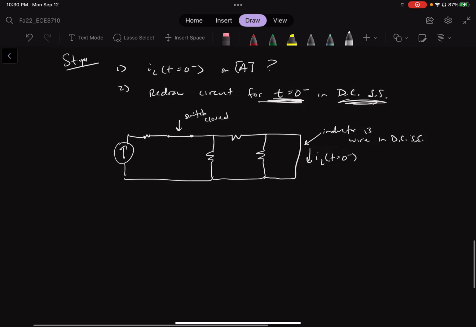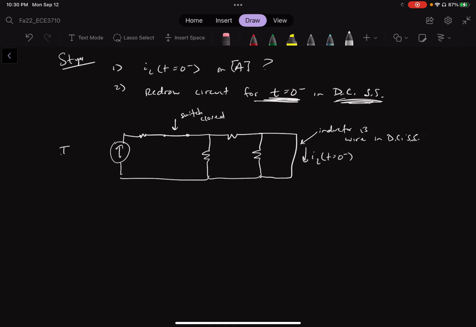Okay, and this is I1 at t equals 0 minus. This is R1, R2, R3, R4. What do we notice? R4 is in series with the wire. Remove R4. So remove R4 since parallel to wire.